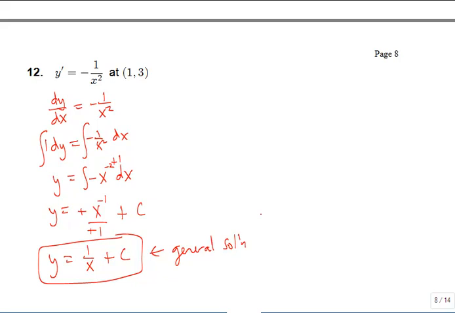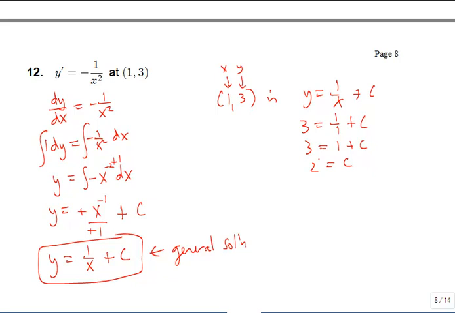So now to find my particular solution, I'm going to use (1, 3) in this general solution. So x is 1 and y is 3. So 3 goes on the left side, 1 goes on the right side. You're going to get 3 equals 1 plus c, so c is 2. So y equals 1 over x plus 2 is my particular solution.